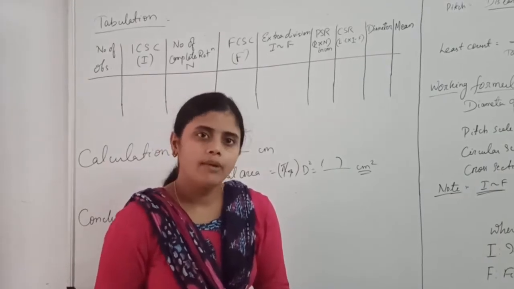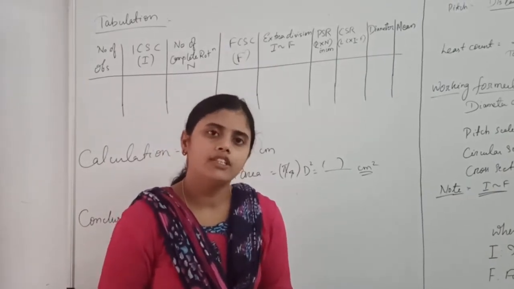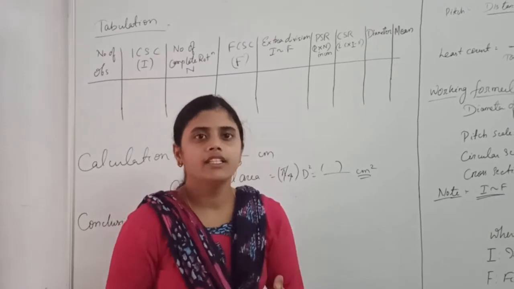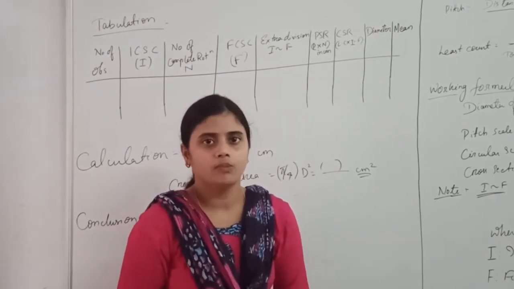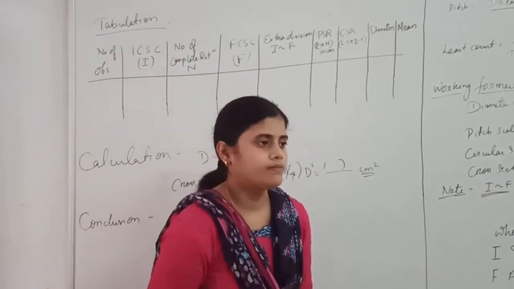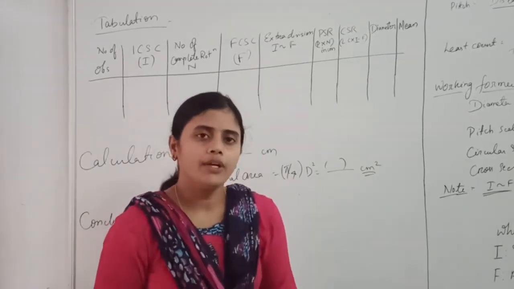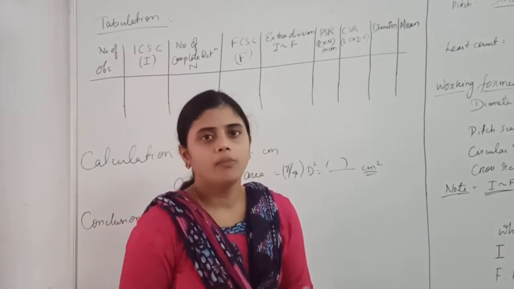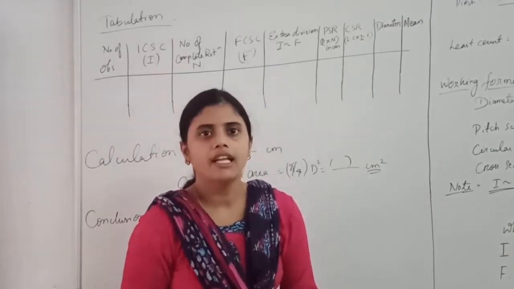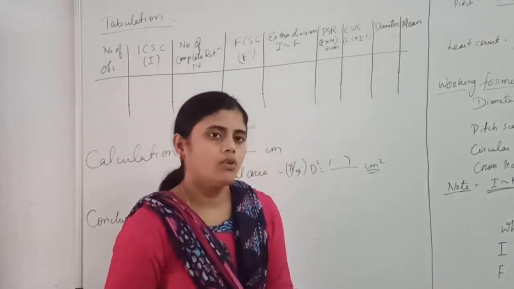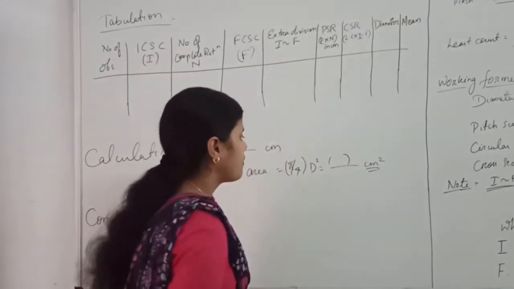In case of plain lamina, we only have to determine the thickness. After finding the thickness, that is the conclusion: the thickness of the plain lamina is found out to be this much. And if you want to find out the volume of the plain lamina, you have to take the help of the graphical method. Let me tell you about the graphical method.